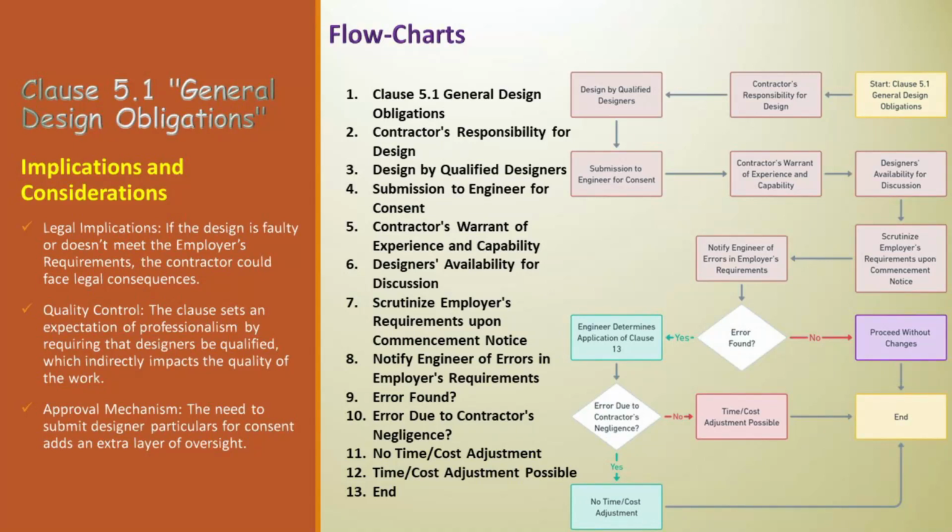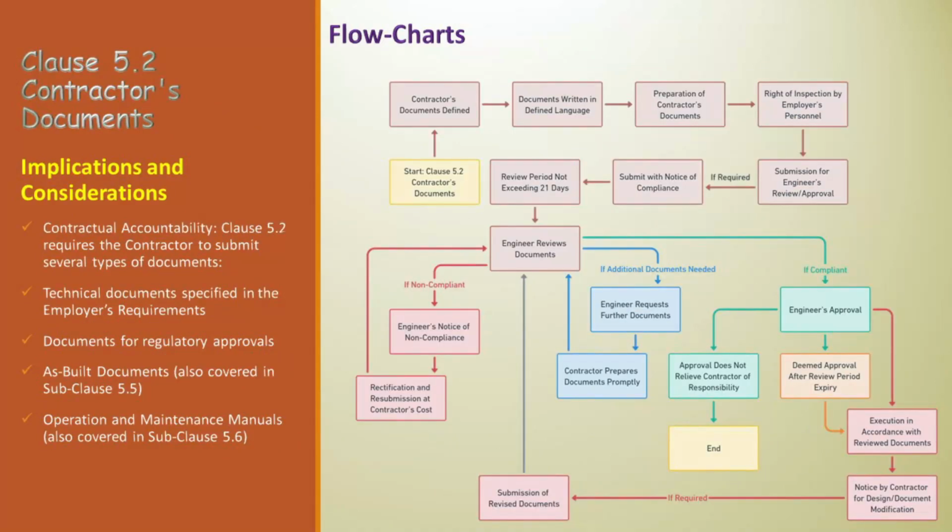Next is time cost adjustment possible. If the error was not due to the contractor's negligence, there might be an adjustment to the completion time and the contract price. Last note is, this is the conclusion of the process. Depending on the previous steps, the project will proceed with or without adjustments to the contract. Moving on to Clause 5.2 Contractors Documents Flowchart.